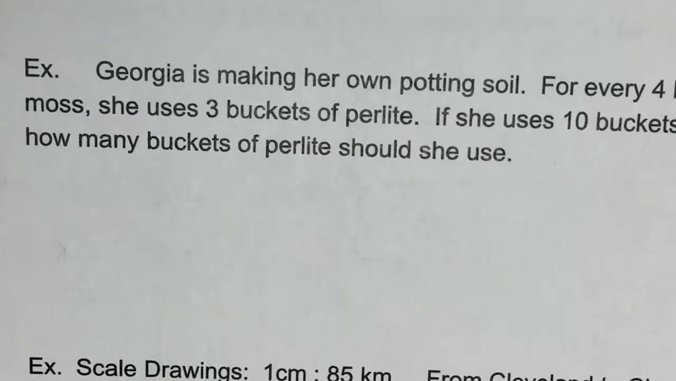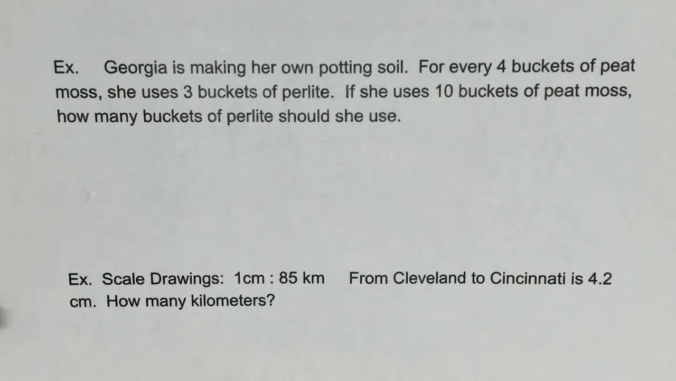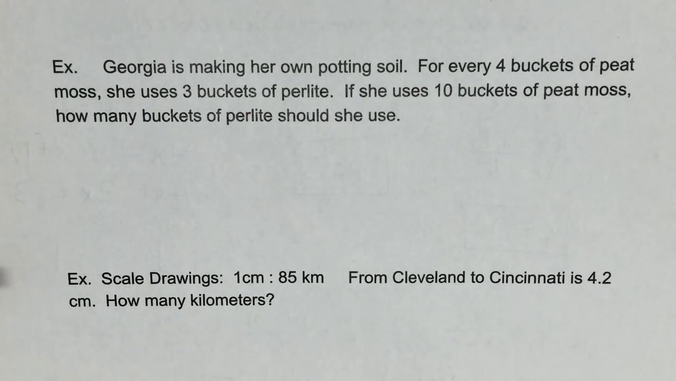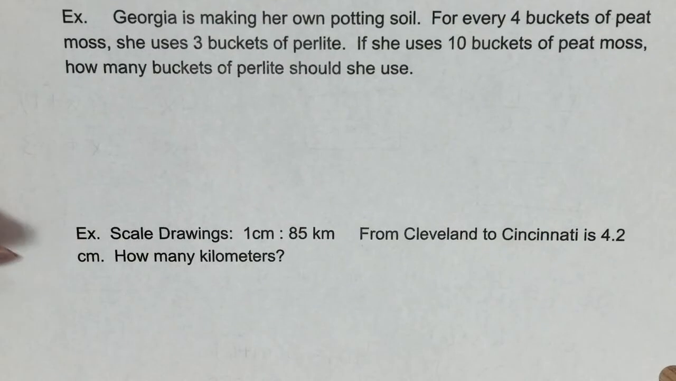Turn to the back. Okay, let's work on setting up our word problems. Remember that when you're setting up a word problem, anytime you get confused, if you need to draw a picture, if you need to write out what you're comparing, have some type of strategy going. So basically, Georgia's making her own potting soil. For every 4 buckets of peat moss, she uses 3 buckets of perlite.